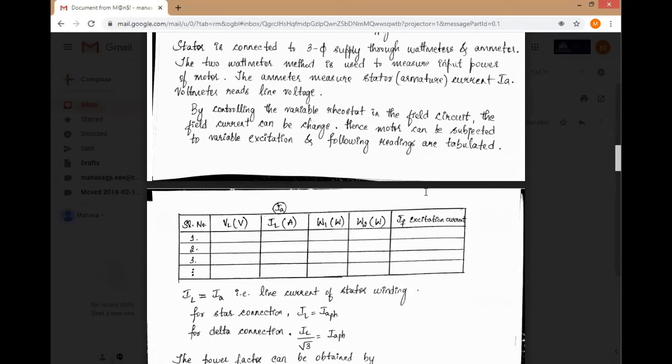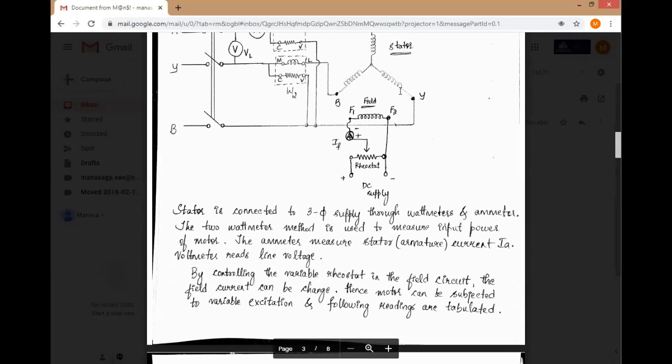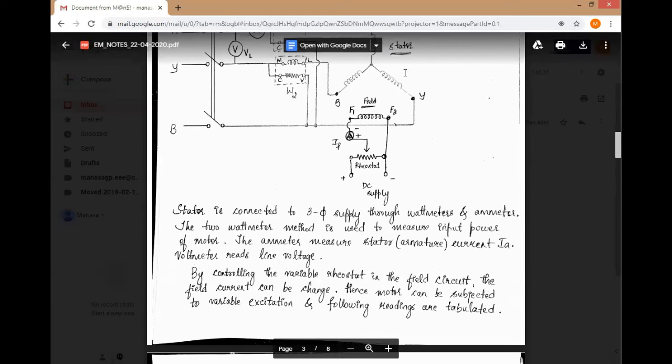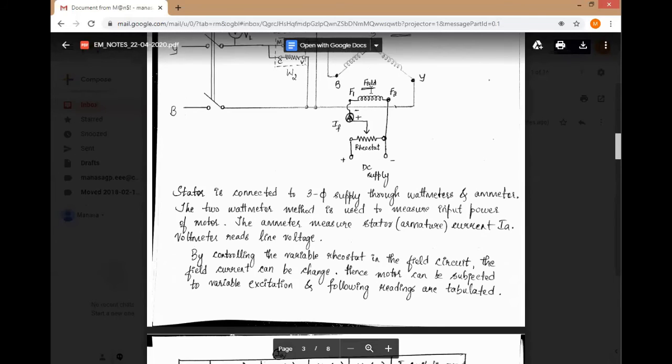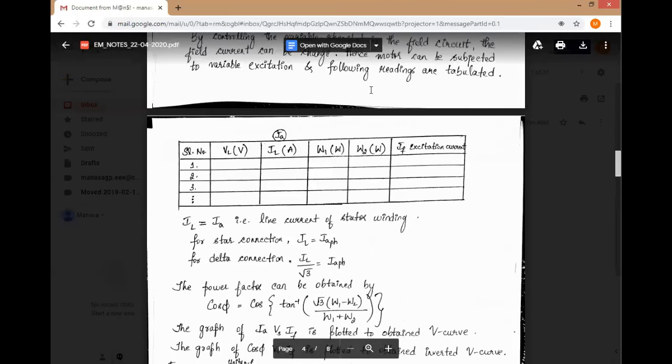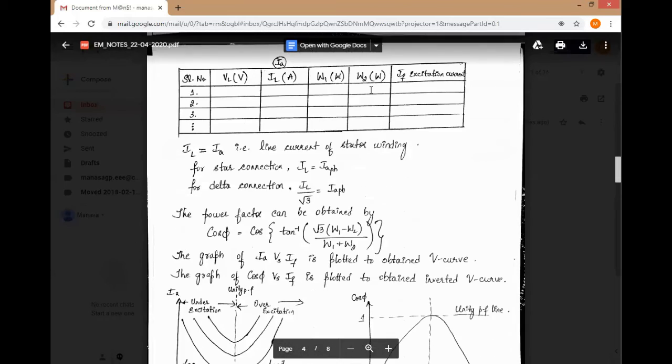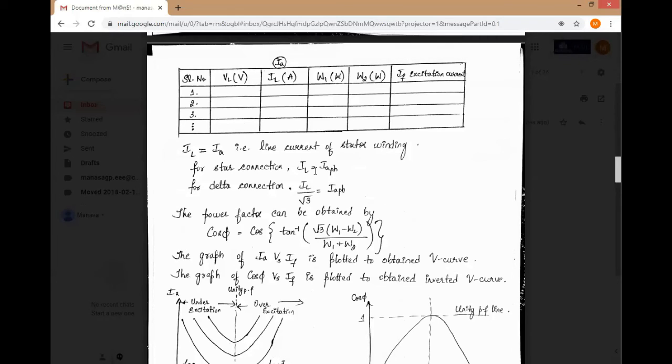Now in this case, we have to note whether the stator winding is star connected or delta connected. Here the winding is star connected. In star connection, the current reading remains the same, whereas the phase voltage is 1 by root 3 of the line voltage. So accordingly, you have to change the equation. For star connection, the line current and the phase current are equal, whereas for delta connection, the line current is root 3 times the phase current.